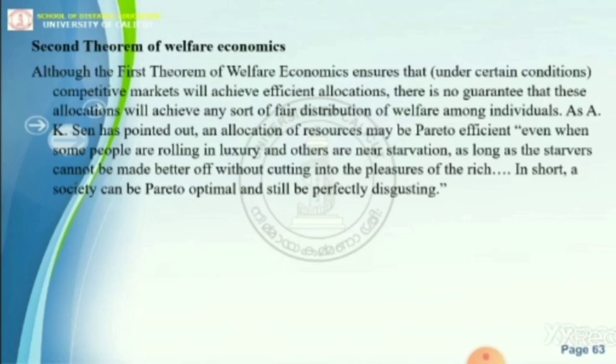Although the first theorem of welfare economics ensures that competitive markets will achieve efficient allocations, there is no guarantee that these allocations will achieve any sort of fair distribution of welfare among individuals. As Amartya Sen, our Nobel laureate, has pointed out, an allocation of resources may be Pareto efficient even when some people are rolling in luxury and others are near starvation, as long as the starving cannot be made better off without cutting into the pleasure of the rich. In short, a society can be Pareto optimal and still be perfectly unequal. That's very simple logic.